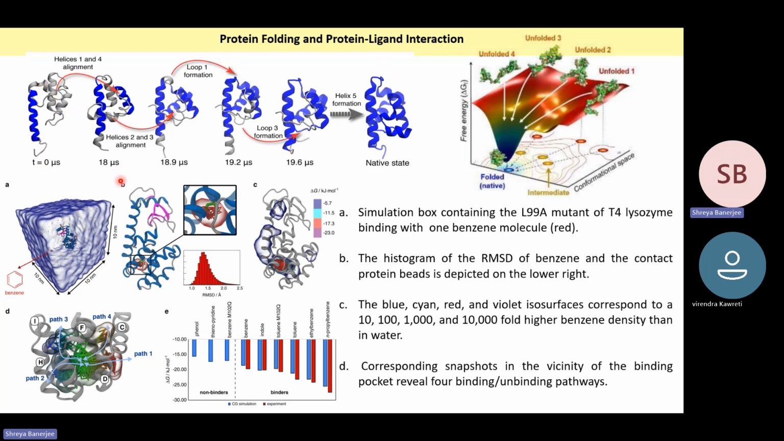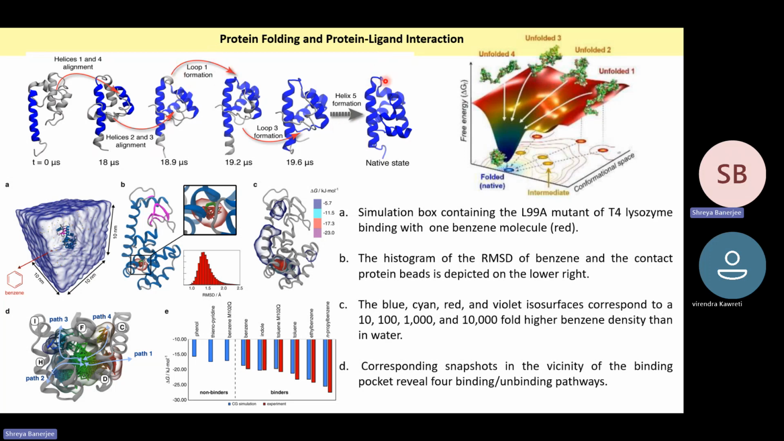Now, as you go to 18 microsecond, another helix has formed. So the native helices are represented by blue. By 18 microseconds, 2 of the 5 native helices have formed, which are shown in blue here. Then as you go to 18.9 microsecond, another 2 helices have formed. So now you have 4 of the 5 native helices, and now slowly the loops begin forming.